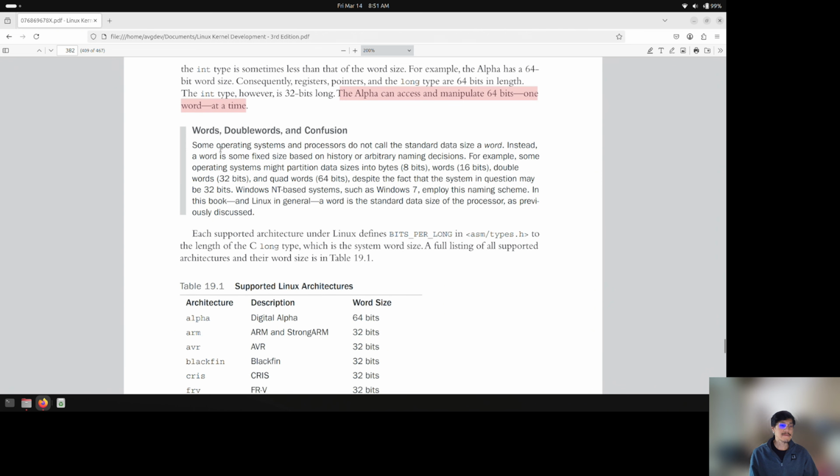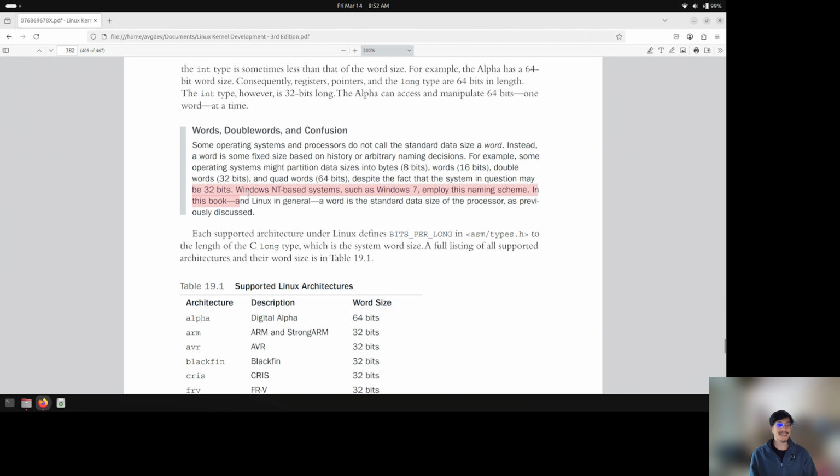Words, double words, and confusion. Some operating systems and processors do not call the standard data size a word. Instead, a word is some fixed size based on history or arbitrary naming decisions. For example, some operating systems might partition data sizes into bytes, which is 8 bits, words 16 bits, double words 32 bits, and quad words 64 bits. That sounds like Windows. Despite the fact that the system in question may be 32 bits. Windows NT-based systems such as Windows 7 employ this naming scheme.